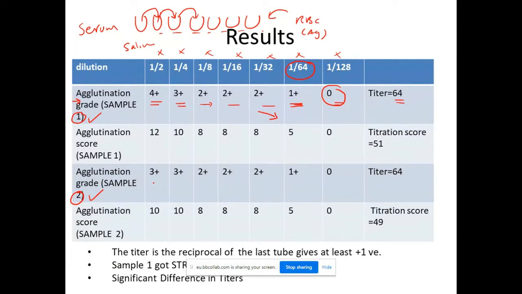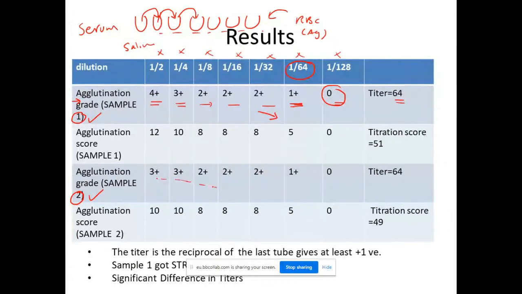Okay, let's see sample number 2. Again, in sample number 2, they diluted, and each time we can observe that the reaction decreases. And again, what's the titer here? 64. Excellent, it's again 64. This method calculates the titer by looking at the reciprocal of the last tube that gives a positive result.